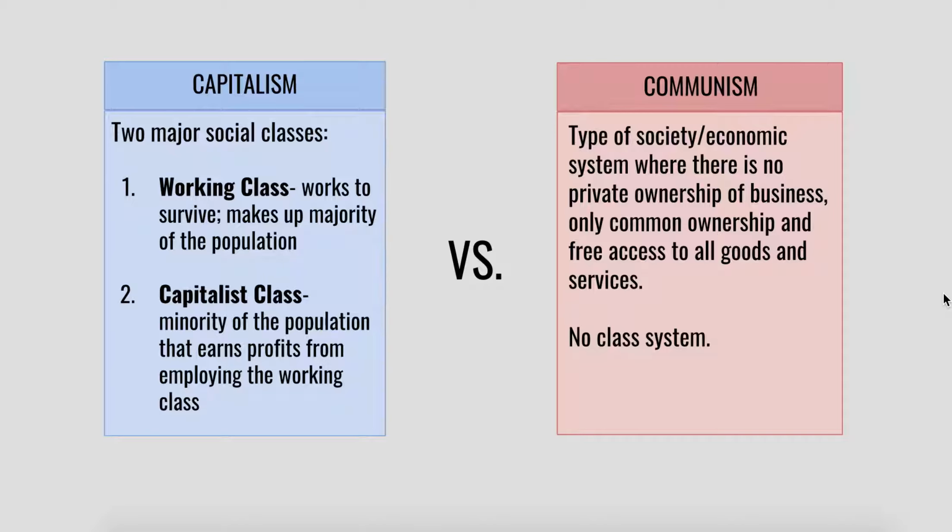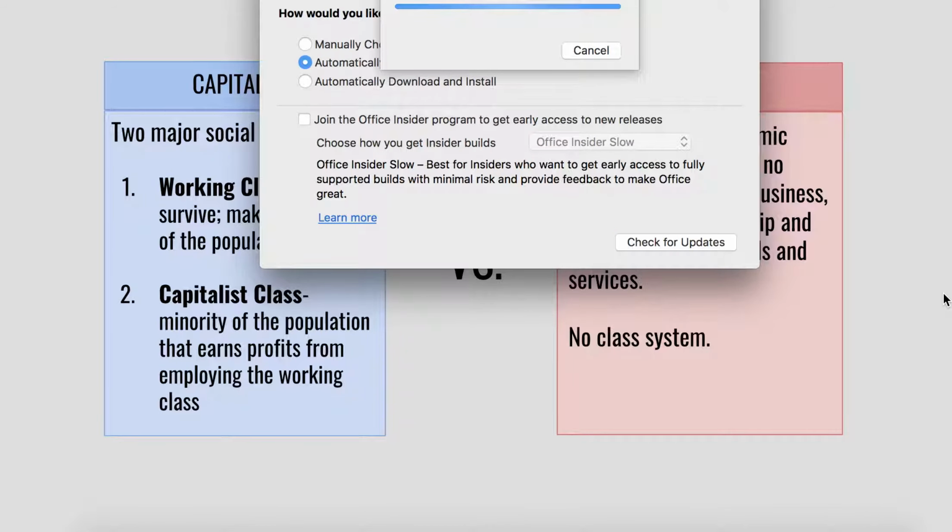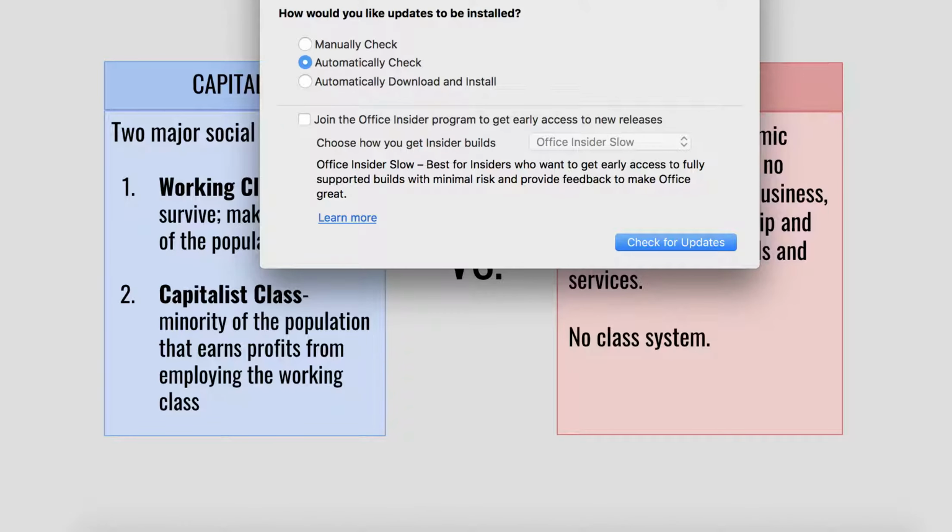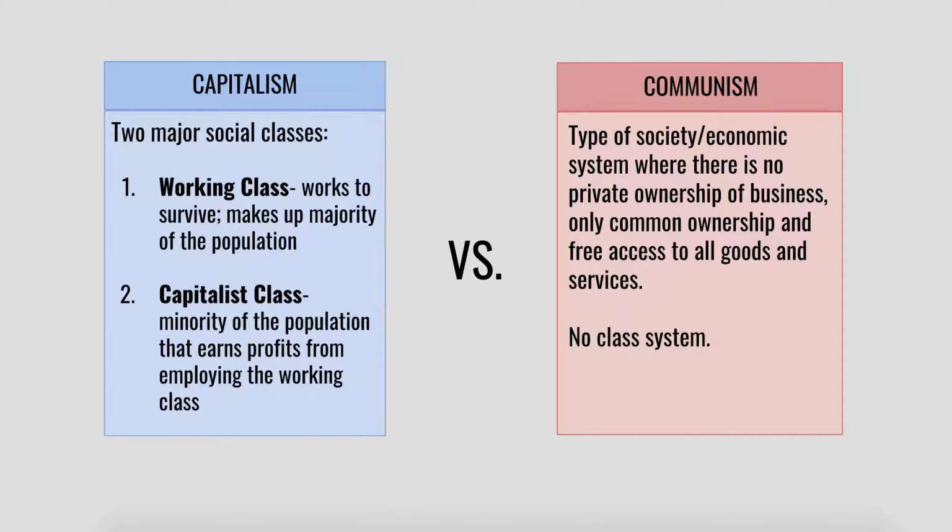As I mentioned, there are some differences between democracy, which is typically related to capitalism, and communism. So in capitalism, there are two major social classes. There's the working class, who works to survive and makes up a large majority of the population. When there's a big business, the working class are the people who make that business run, while the capitalist class are the people who own those businesses. So they're the minority portion of the population, which earns profits from employing the working class. So the capitalist class would be the people who own the big businesses, and then the working class works for them and basically makes profits for the capitalist class.